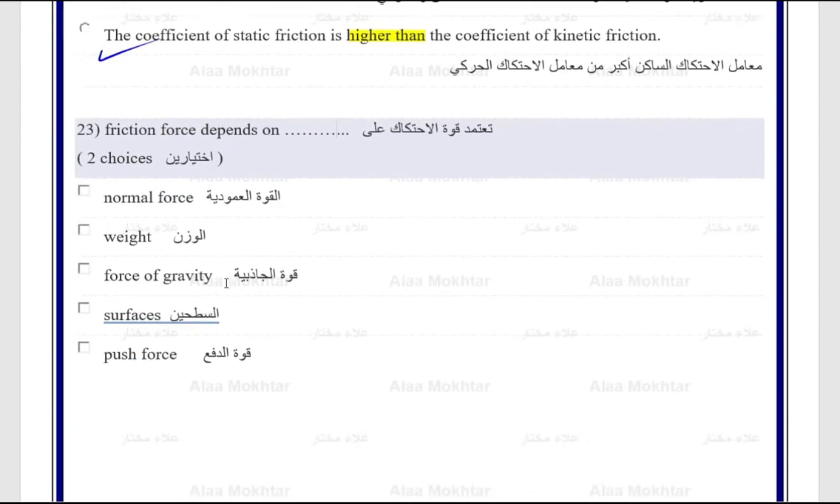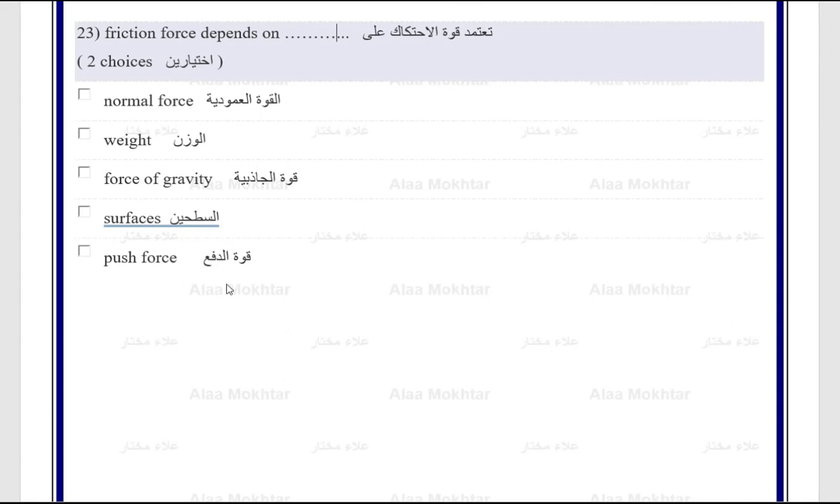The next, friction force. Friction force is Fk. It depends on what? Fk equals mu k multiplied by Fn. So it depends on mu k, which means the two surfaces and the coefficient of kinetic friction, and Fn, the normal force. So it depends on the normal force, and also on the surfaces. The correct answer is normal force and the two surfaces.